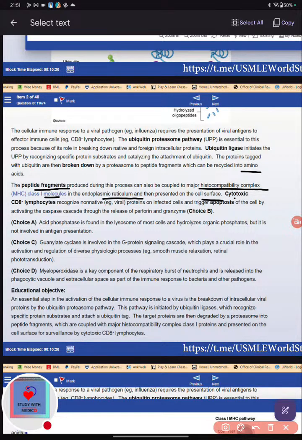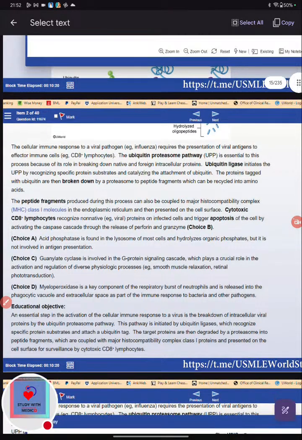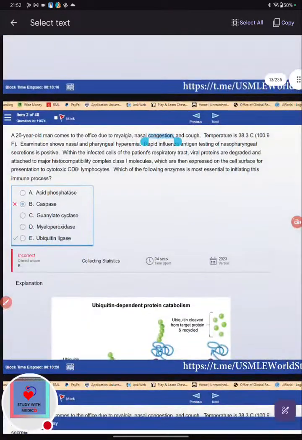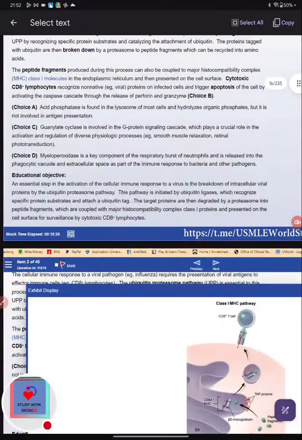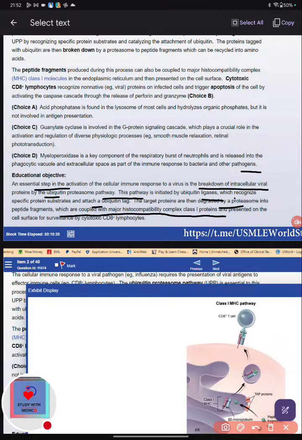So cytotoxic CD8 lymphocytes recognize non-native viral protein on infected cells and trigger apoptosis of the cell by activating the caspase cascade through the release of perforin and granzyme. So this is the mechanism. Understood?